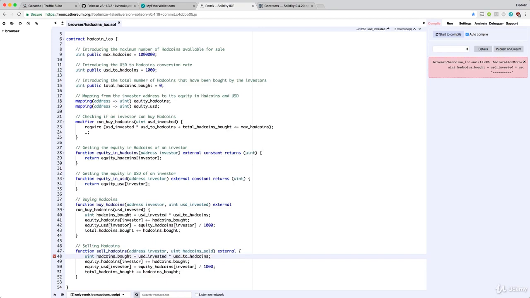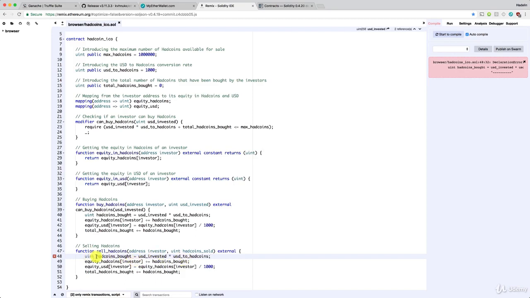Well, first of all, we will need to do exactly the same, and that's why I copied this code section here. We will need to do exactly the same in this sell at coins function, that is to update these three variables, that is the equity in at coins of the investor, the equity in USD of the investor, and the total at coins bought. So what we're going to do is start with the first one. How do we update the equity in at coins of the investor right after he just sold some of his at coins? Well, this time it's really simple.